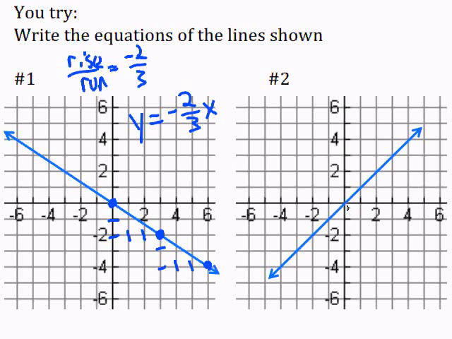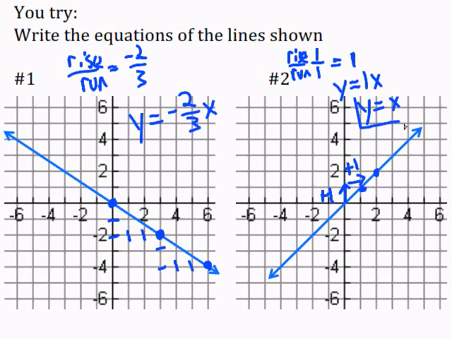For the second equation, your rise over run was up 1 to the right 1. And we could verify that by going to another point. Notice the rise over run is still up 1 over 1. So rise over run, 1 over 1. That can be simplified as just 1. So your equation is y equal to 1x, or you can reduce that a little further and say y is equal to x.